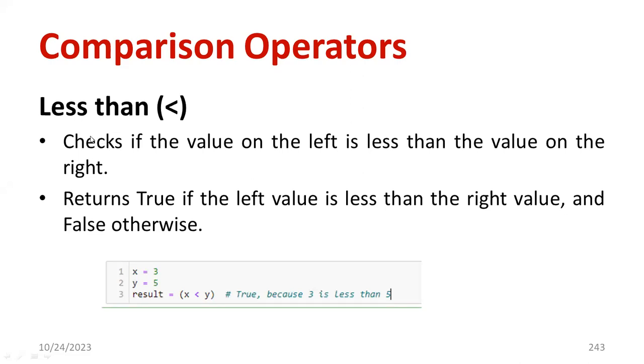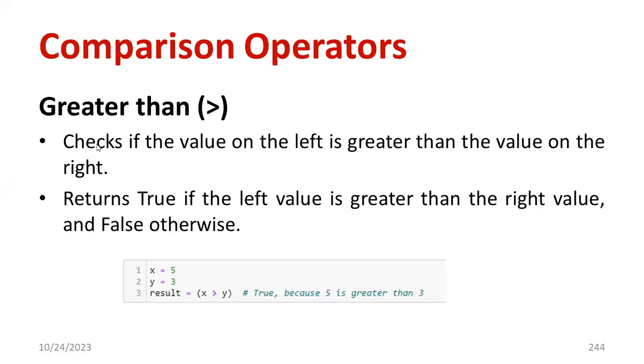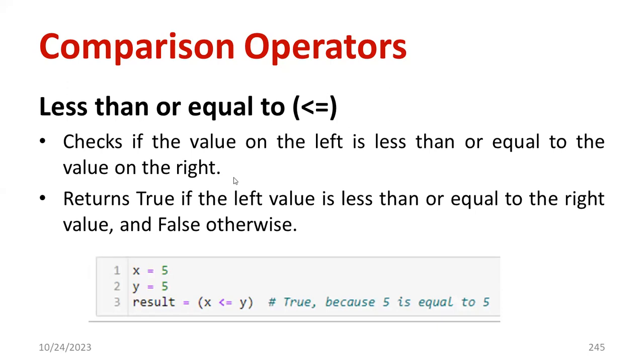Now we can go for greater than also. It checks if the value on the left is greater than the value on the right. It returns true if the left value is greater than the right value, otherwise false. So very simple. You can test the same thing using any compiler or interpreter in Python. So x equal to 5, y equal to 3. Here result is x greater than y. That means the answer will be true only. You will get the output as true because the result will be in the form of Boolean, right? In the sense, true or false.